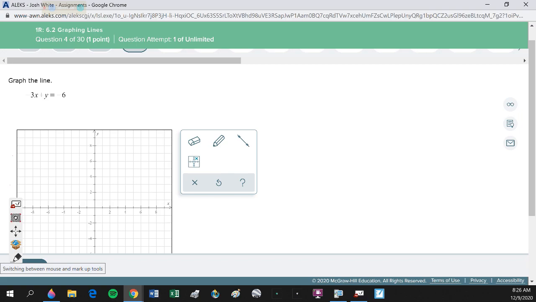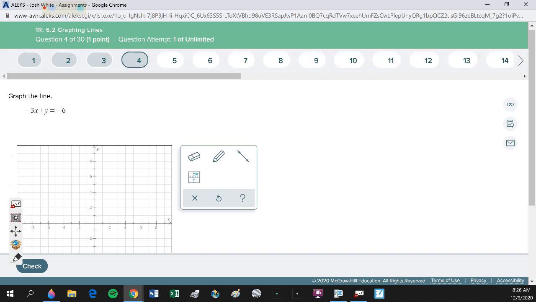Okay, how do we graph the line when it's in standard form? You can convert it to slope-intercept form if you want, but there's an easier way. We just want to know what the x-intercept is and what the y-intercept is. How do we find the x-intercept?